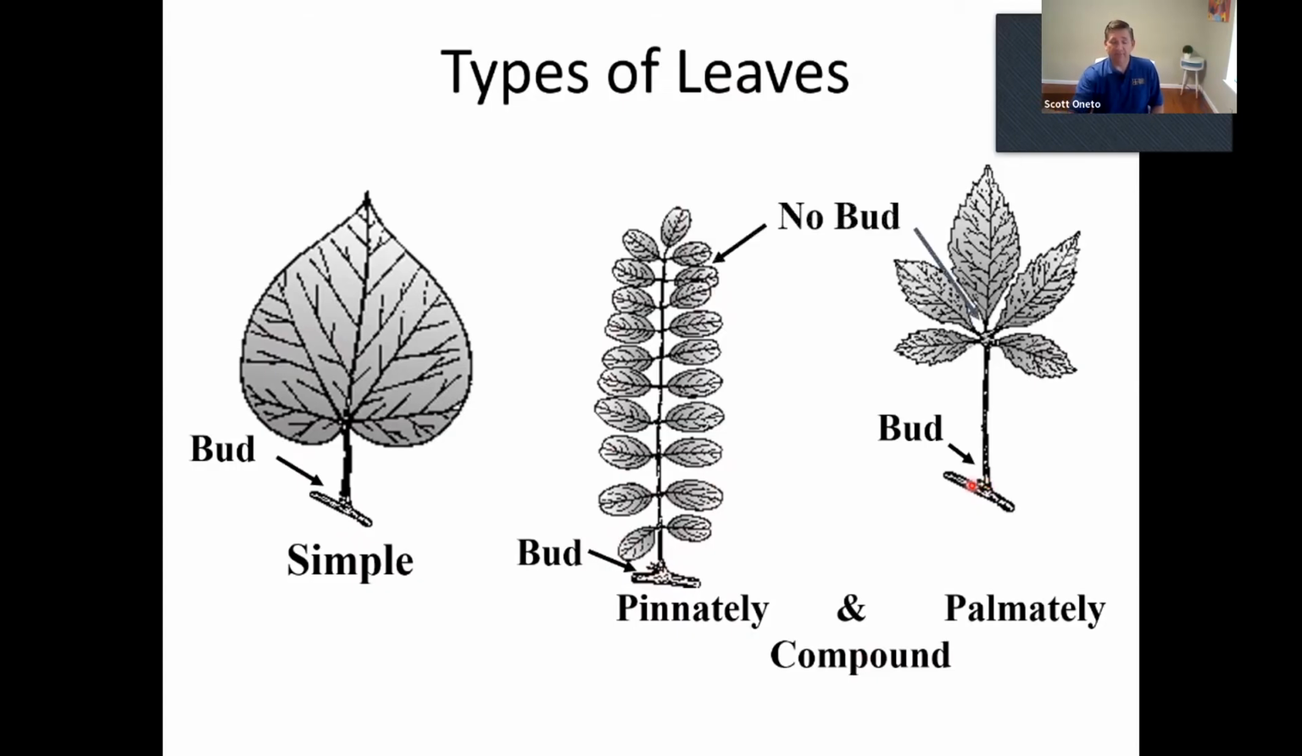So it's the lack of buds where those smaller little blades all attach. There's no buds in those up here in this pinnately compound leaf. There's no buds anywhere up there. And likewise, there's no buds where these little blades attach in this palmately compound. So that's what makes them compound and simple leaves.